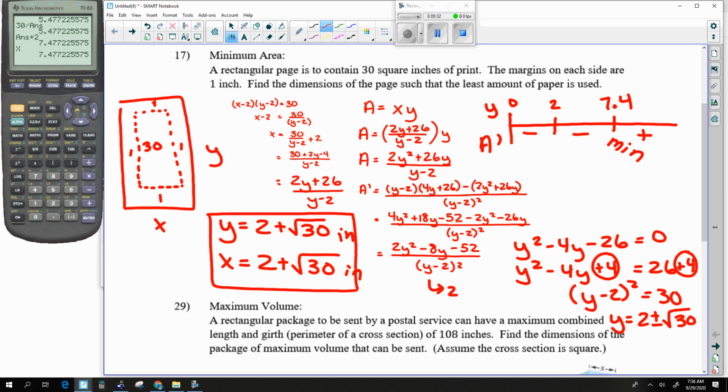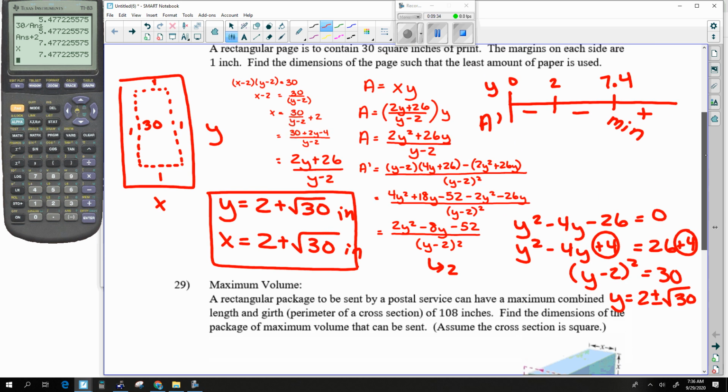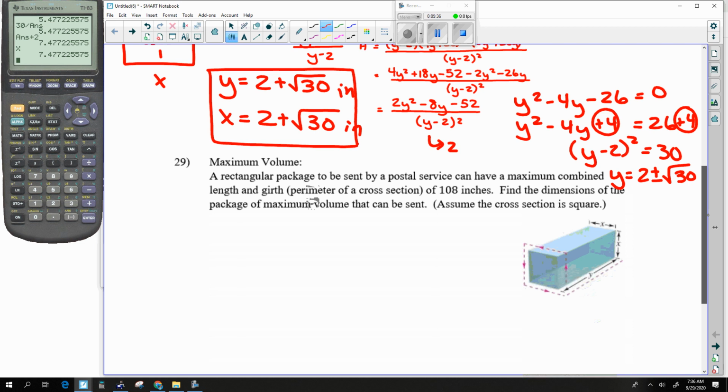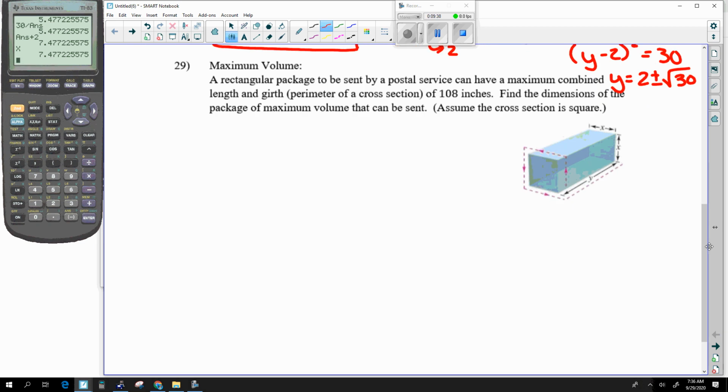All right, so we got the dimensions of the page. All right, maximum volume. Rectangular packages sent by a postal service can have a maximum combined length and girth (perimeter of the cross section) of 108. Find the dimensions of the package of maximum volume that can be sent.